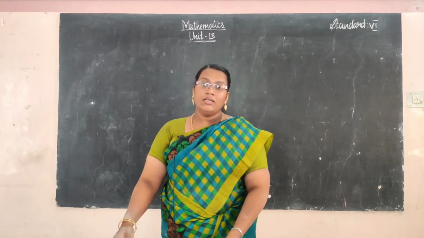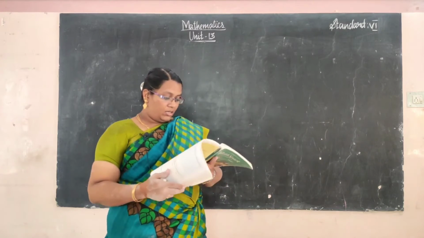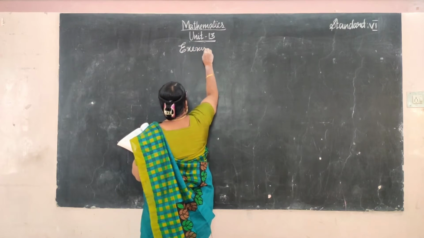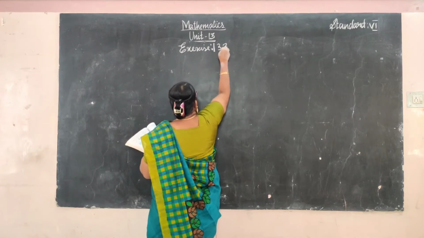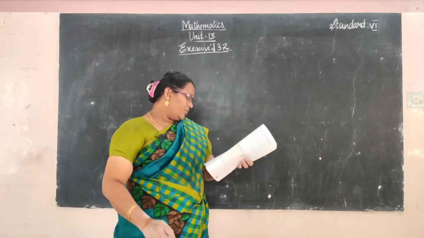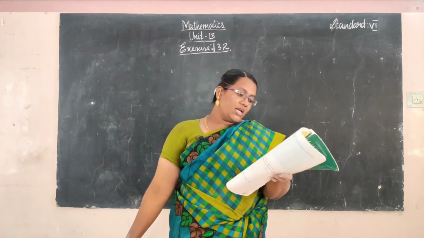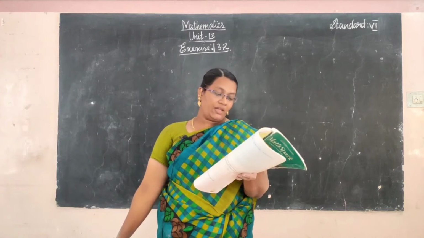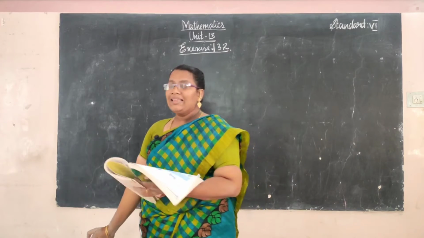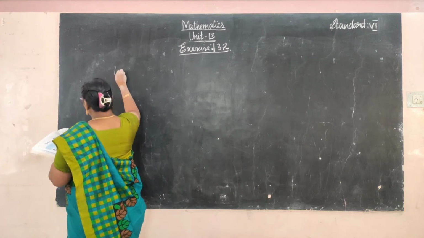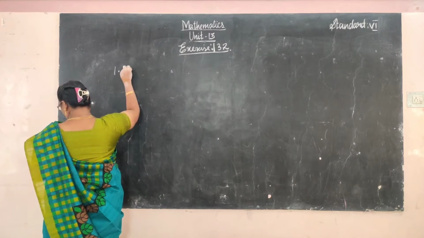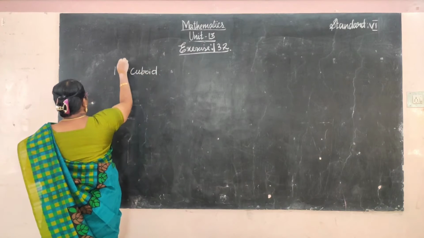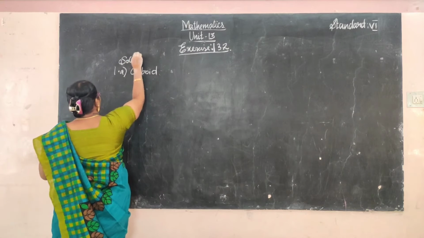Exercise 13.2. The first one, name the solid shapes represented by the following. So matchbox. Matchbox is one of the cuboid. That is a 3D shape. The first one, a cuboid. Matchbox is a cuboid.